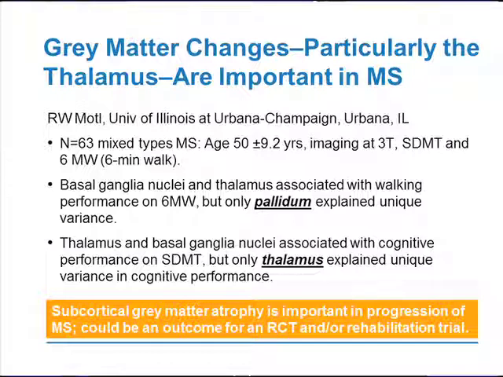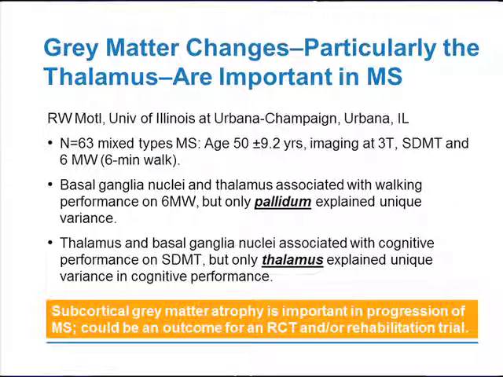And they had a sort of internal control to that finding, where they were able to replicate the third bullet point here: that the thalamus and basal ganglia nuclei were associated with cognitive performance on the SDMT, but only the thalamus explained unique variance in cognitive performance.